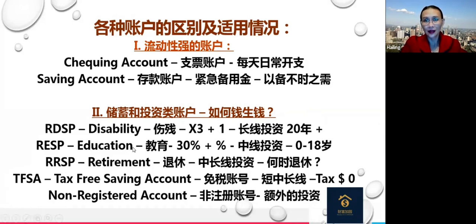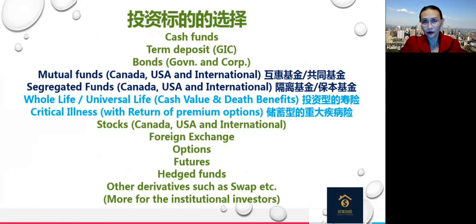When you get this right, now let's look at the next: what are the investment choices you can put into those accounts? When you open an account, of course, you move the money from your bank account to those specific accounts, right? For example, today we talk about RRSP for retirement. Then people can hold some GICs or bonds, government bonds and corporation bonds.